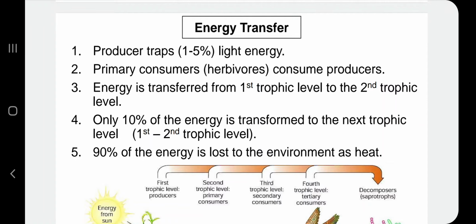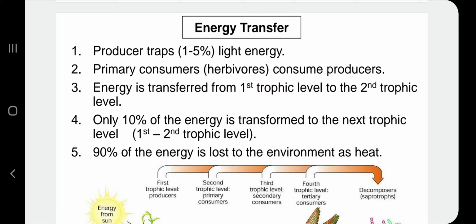Okay, we move on to energy transfer. So we will learn more about how energy is transferred from the first trophic level until the last trophic level. And usually trophic levels will not exceed 4 or 5 trophic levels. Okay, we will discuss more later on.